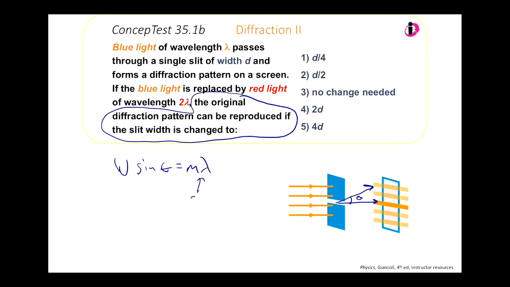So if I make this 2 lambda, I need to do something to the other side to keep it exactly the same. So I need to make this a 2 as well so that we have exactly the same relationship. They're using D here to represent the width. That's fine. We just need to multiply the other side by 2 as well to get the same pattern.